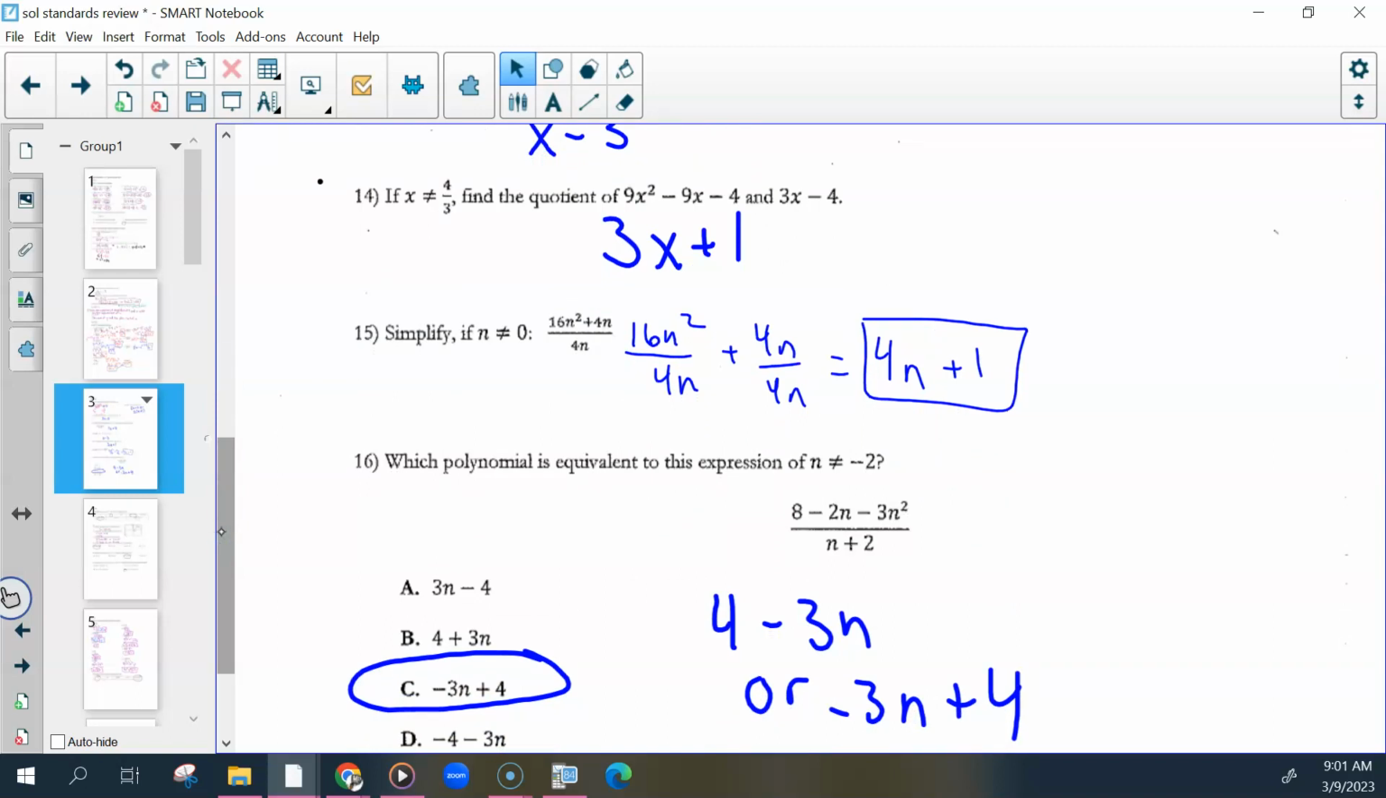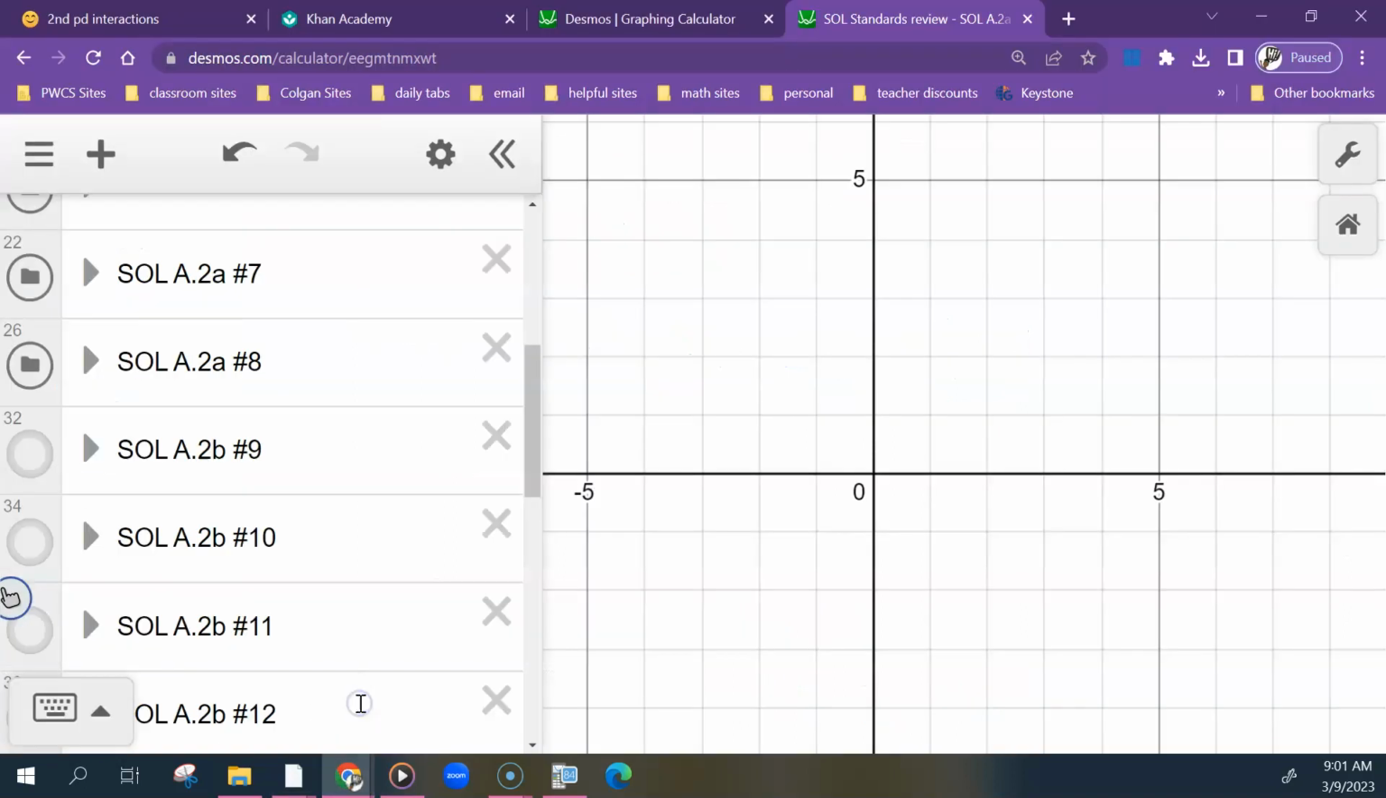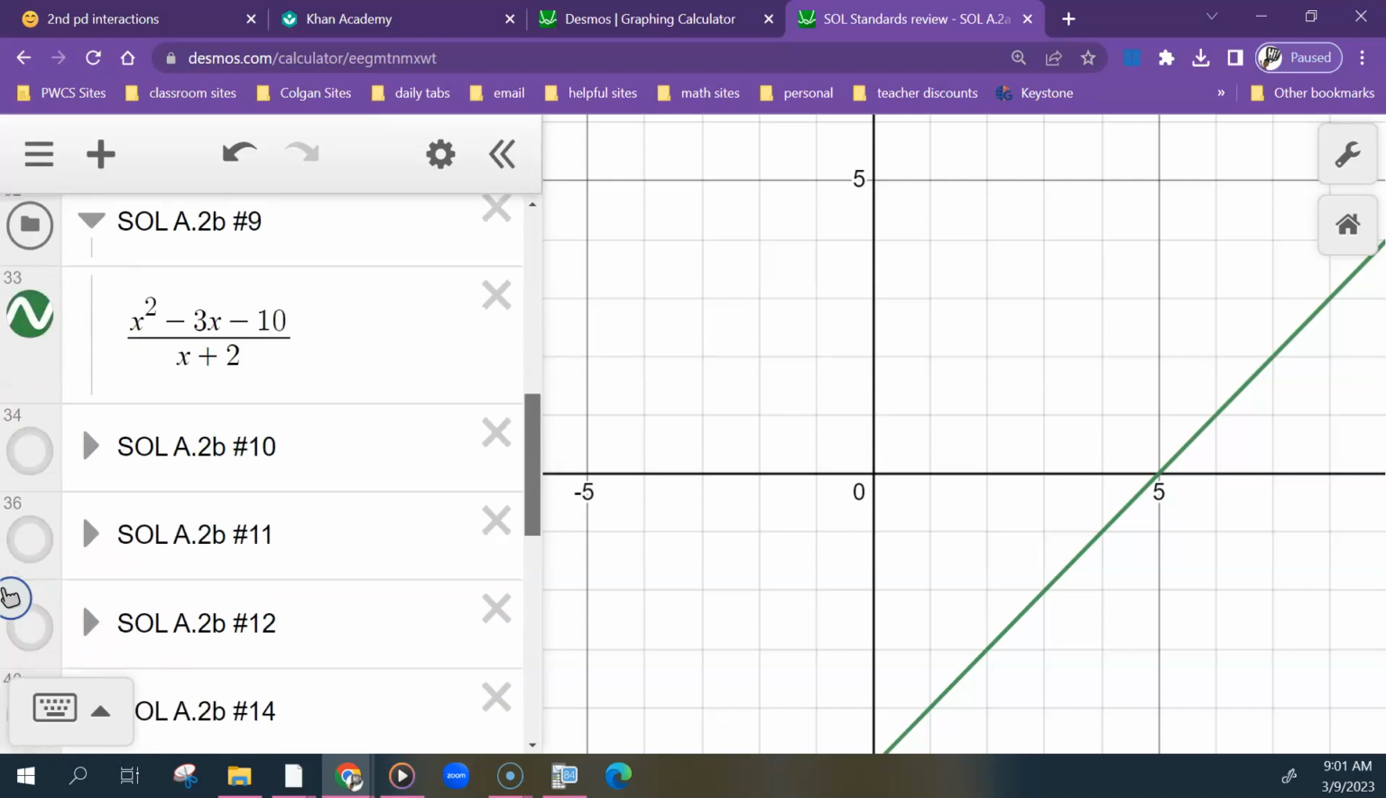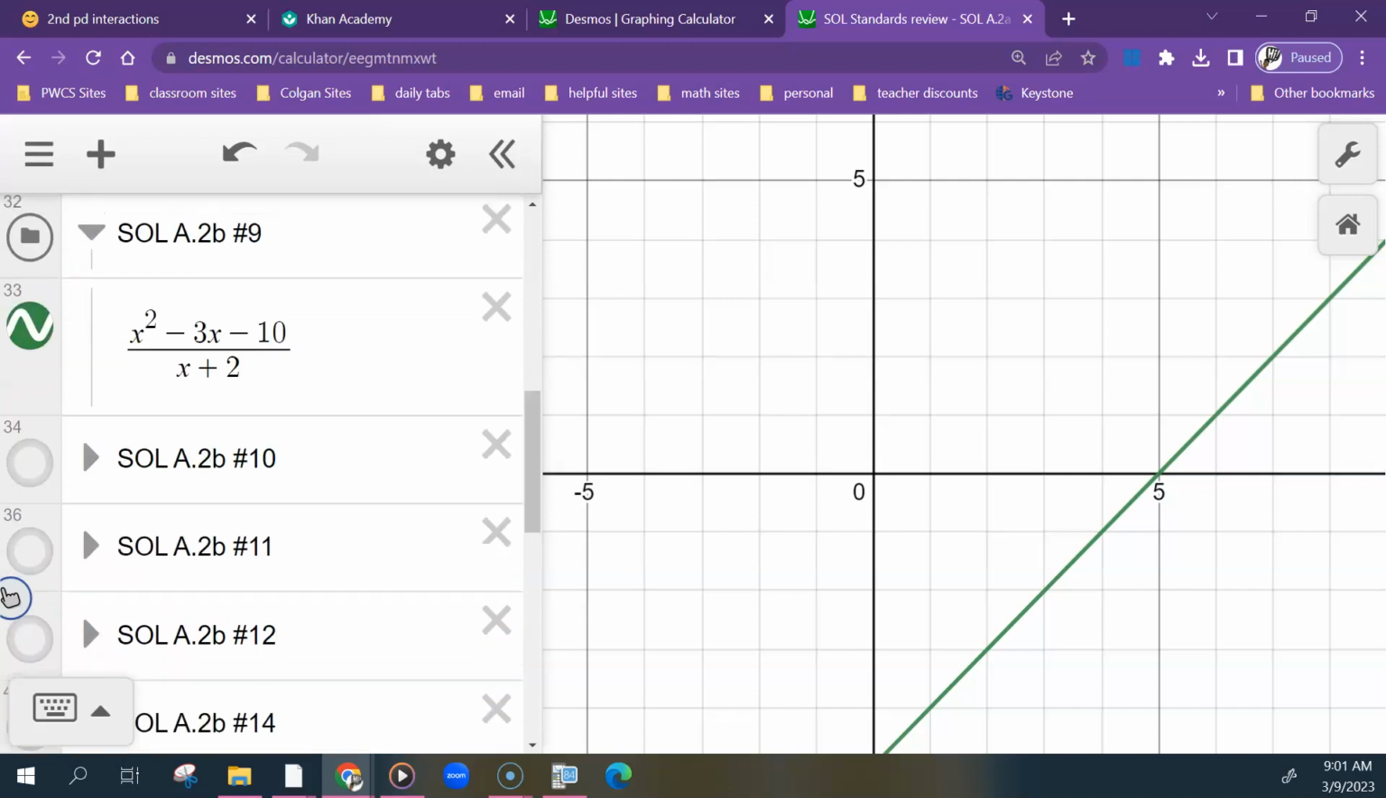Now, this is something we haven't talked about yet, but even if you forgot, this is one you could easily put into Desmos and it will solve it for you. I'm going to go through each of these, and I'll come back to some of this. If you graph the original, it's going to give you a line. Whatever that line is, that's your answer.